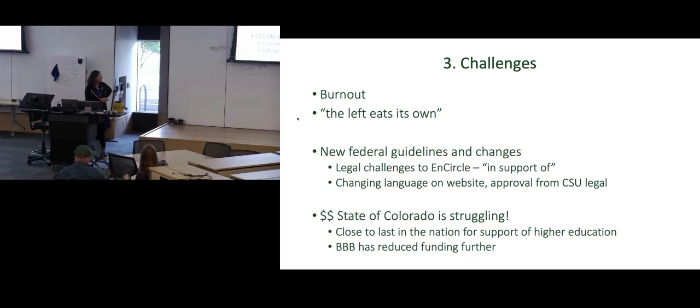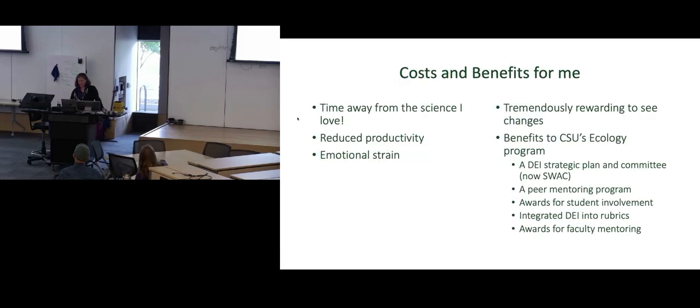Our state is also, I know that we all feel like universities are going broke everywhere. We're vying for 47th or 48th in the nation every year for support of higher education because of the way the Colorado tax structure works. And so money really does become very limited, and the big, beautiful bill has reduced that funding even further. So those are some of the hard things about doing this work, and especially in this time.